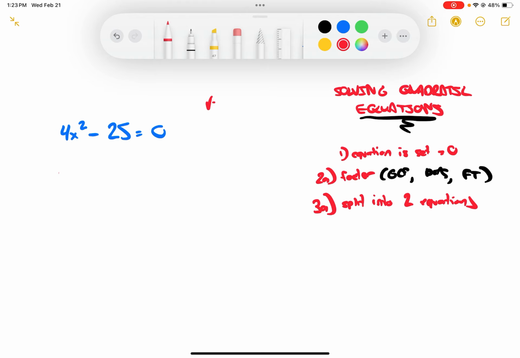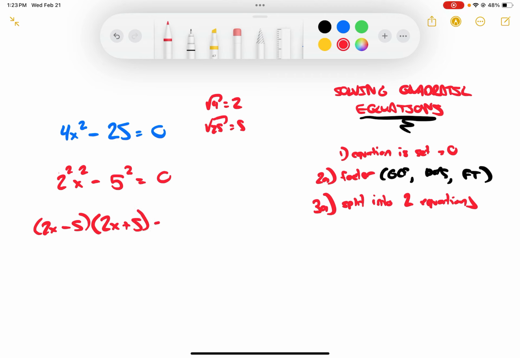You'll notice the square root of 4 is 2, so I can rewrite 4 as 2 squared. And the square root of 25 is 5, so I can rewrite 25 as 5 squared. And if you cover up all the squares, you'll notice that we have 2x minus 5. And we can pair that up with its best friend, 2x plus 5. And that would be difference of perfect squares taken care of.